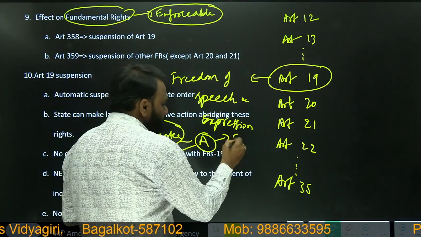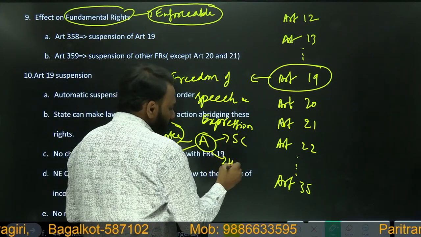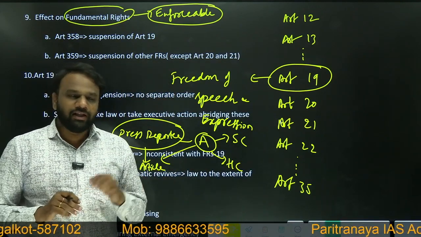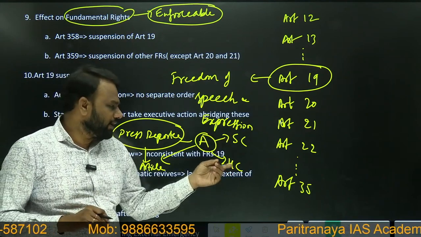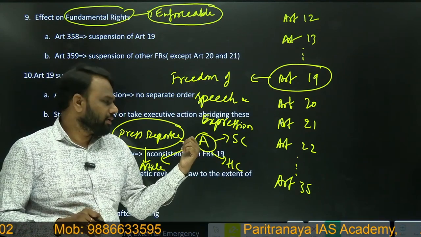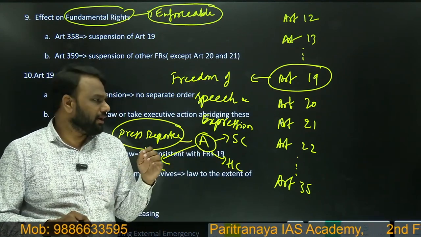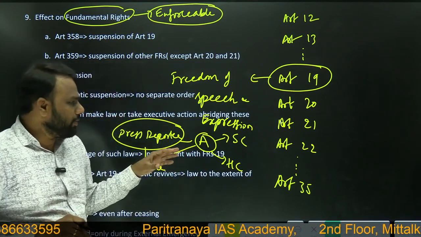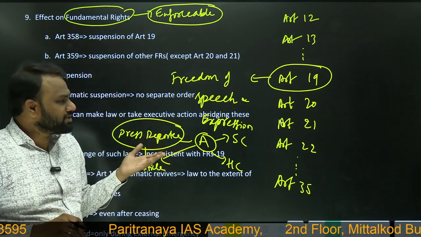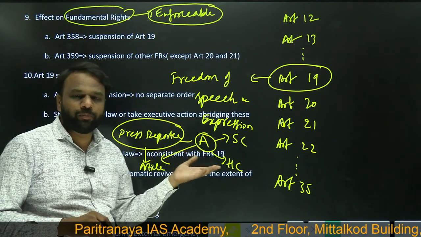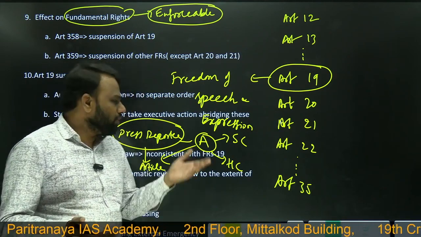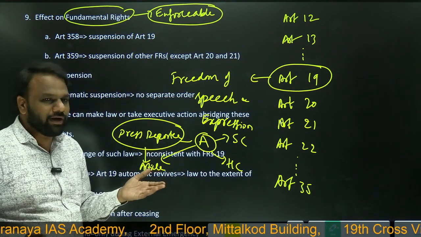A can either go to the Supreme Court or the High Court, saying that my fundamental right has been violated. In that case, the Supreme Court or High Court will give justice to A. How? By releasing him and by imposing some penalty on the government. So this is how fundamental rights are enforceable and upheld by the Supreme Court and High Court. Whenever a fundamental right is violated, the Supreme Court and High Court come to our rescue.